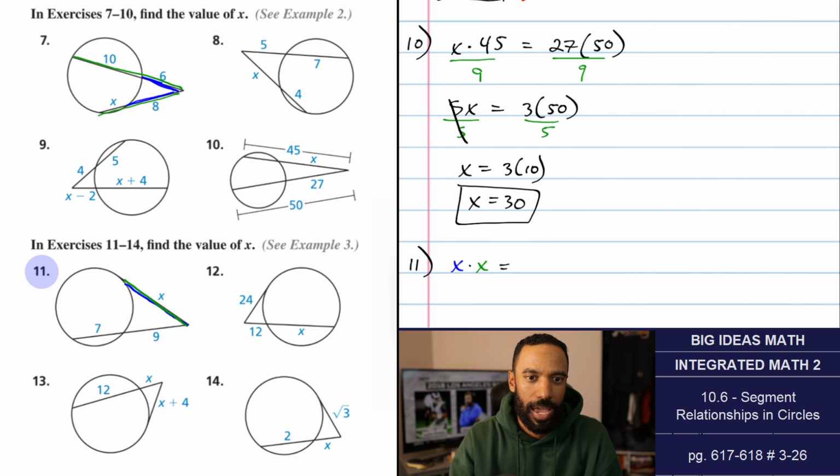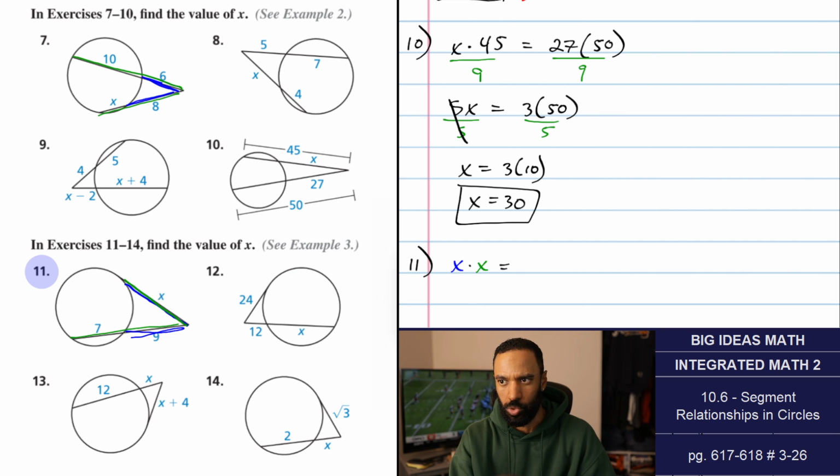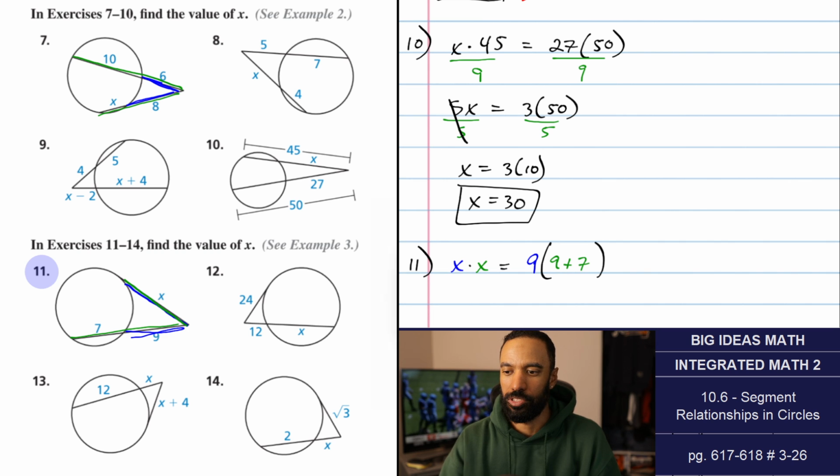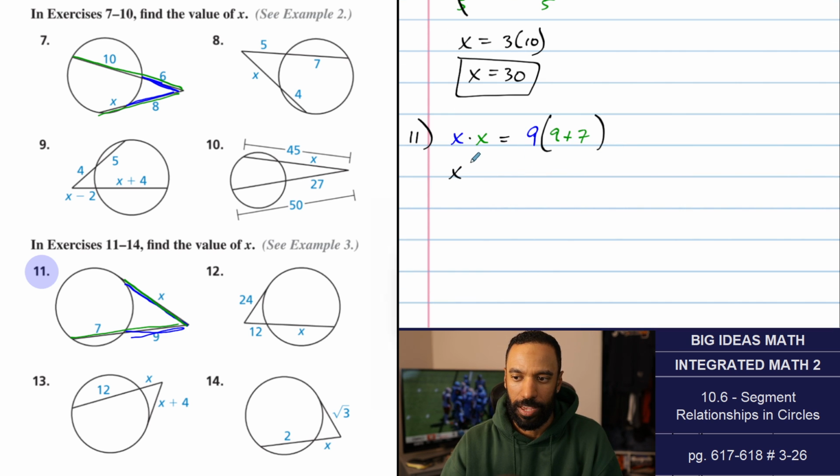Equals. And then here we have the outside times whole. It doesn't change what we do here when I just say outside times whole. They talk about external segments and secants and tangents and stuff. And those are just words. Who cares? 9 plus 7 is there. Okay, there's my outside times whole equals outside times whole. We get to work faster on other ones.